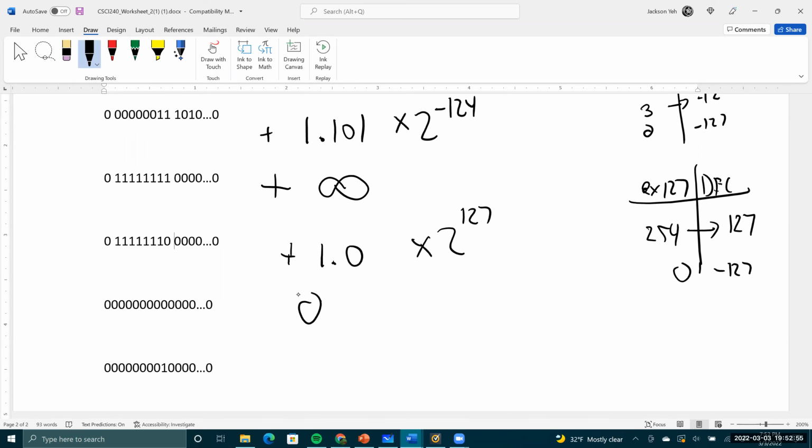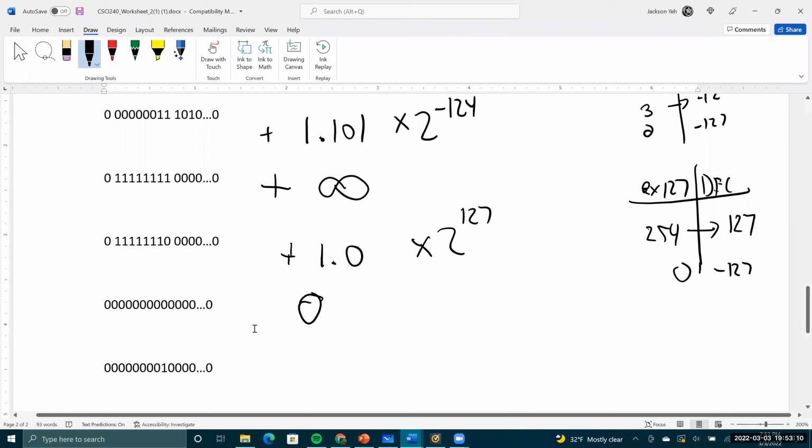So Professor, also for that last one, that's like the largest exponent, right? So the largest exponent would be 127. Correct. Got it. Okay. All right, now the last problem.